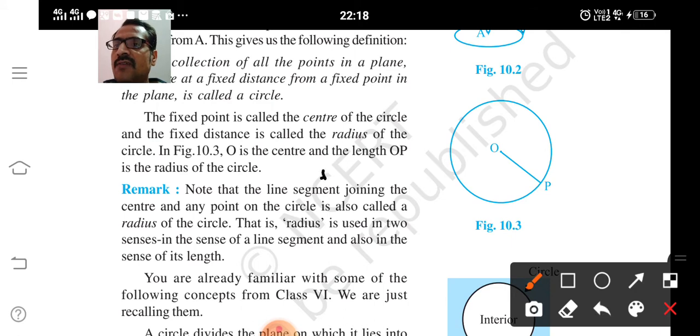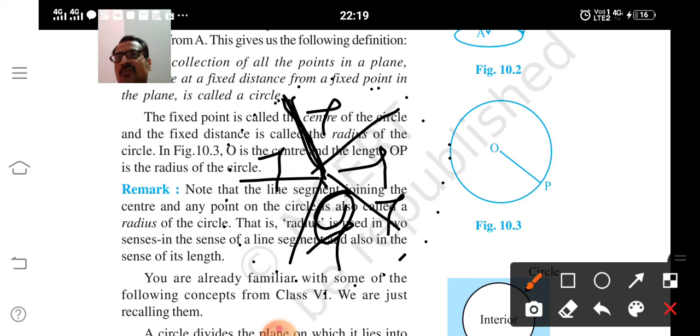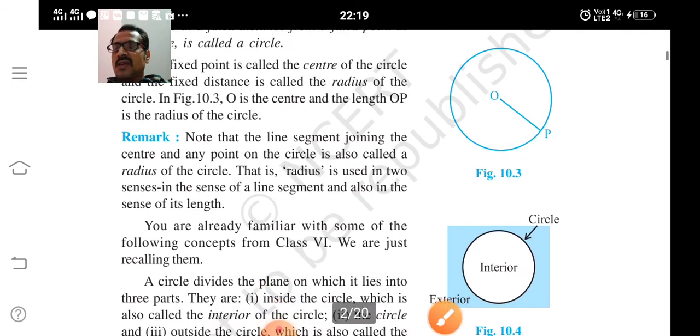Suppose I take a fixed point O and I take this many points equidistant from point O. So this point O will represent the center, and the distance from the center to a point on the circle will represent the radius. So this is radius, this is radius, this is radius, this is radius. On all sides we can draw the radius. See, about the center and radius we have studied in class 5th.